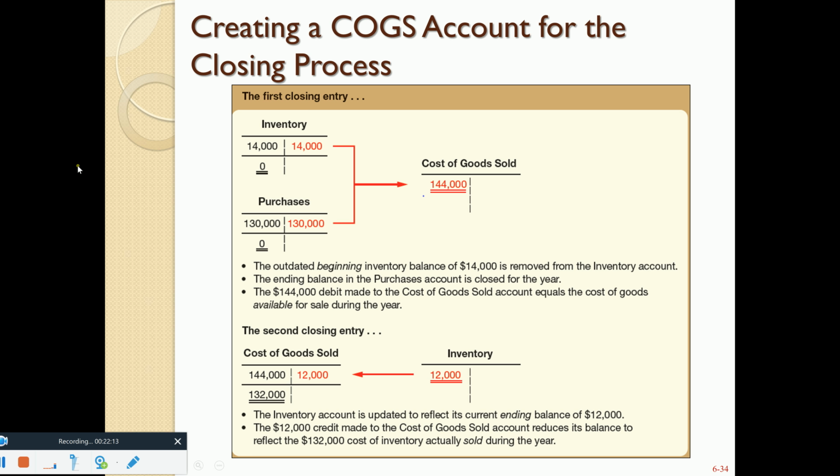The beginning inventory was 14. We got rid of it with a credit. Purchases had a debit balance of 130. We got rid of it with a credit. So they both have zero balances at the end of the year. And now all of a sudden we've got this 144 in the cost of goods sold. All right. The ending inventory was 12,000, so we're going to establish that with 12,000. And the cost of goods sold, which did have a $144,000 debit balance, we're going to credit it for 12. So the running balance is 132. This all matches up with what we want to happen.